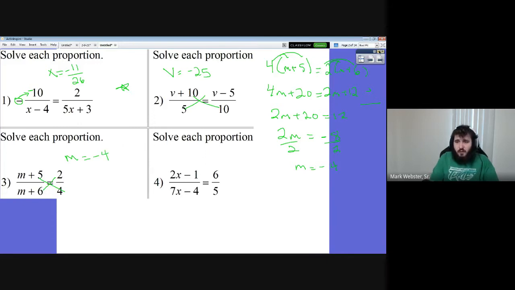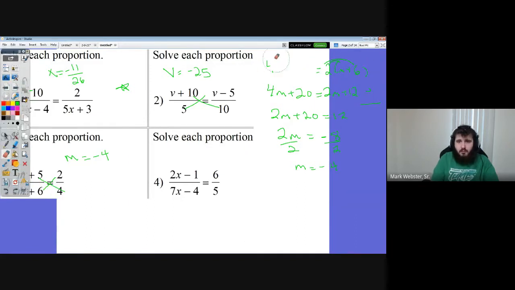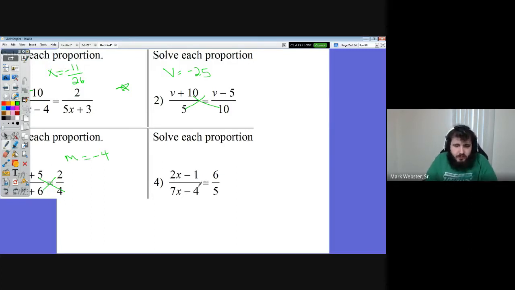All right, for this last one, let's move you over here so I can get everything. All right, so here, once again, we'll do our cross products. 5 times 2x minus 1 equals 6 times 7x minus 4. Distribute. 6 times 7 is 42. 6 times 4 is 24.